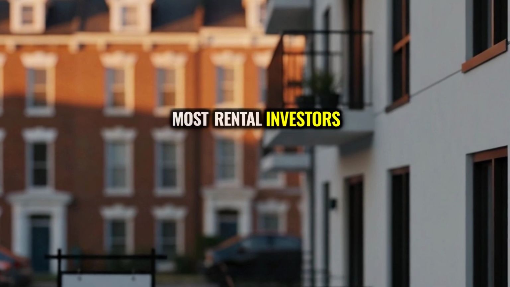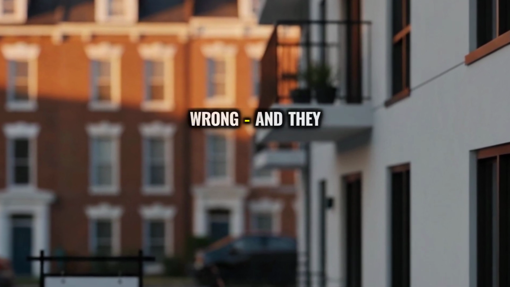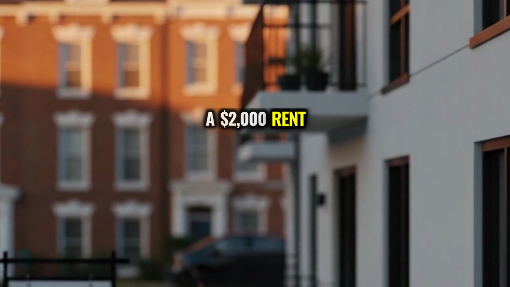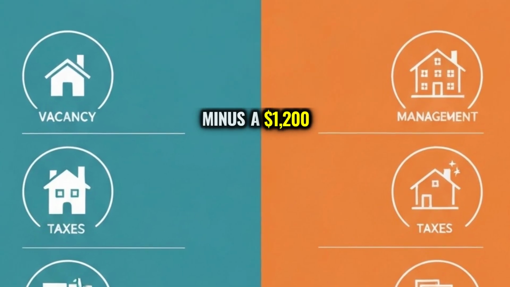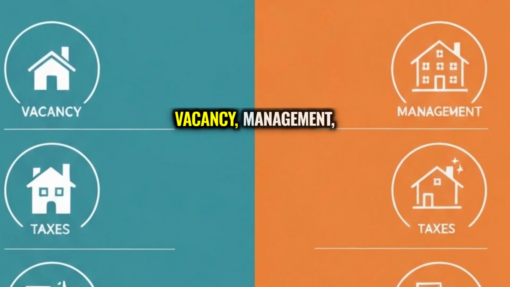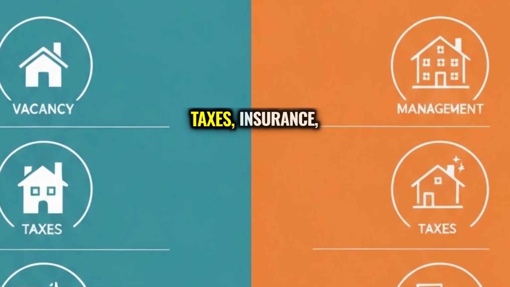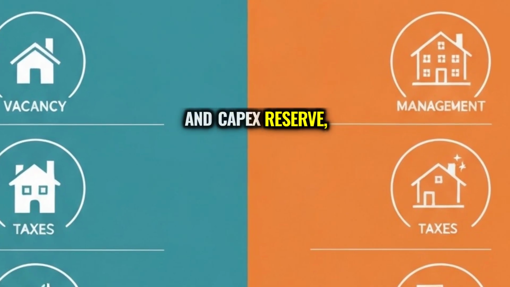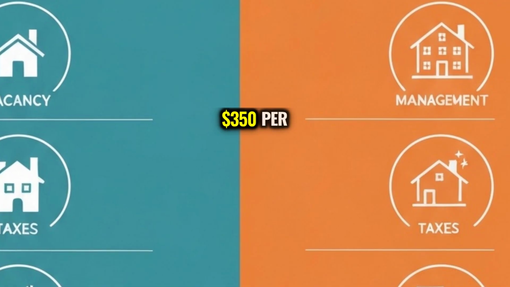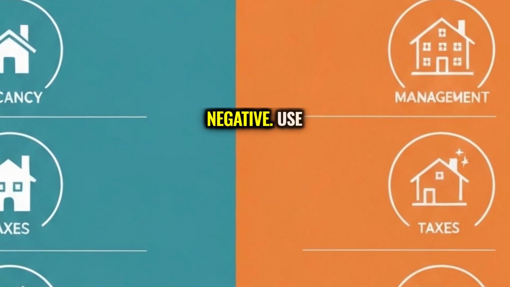Most rental investors are calculating cash flow wrong, and they find out the hard way. A $2,000 rent minus a $1,200 mortgage does not equal $800 cash flow. After vacancy, management, taxes, insurance, and CapEx reserve, a mid-market deal nets about $100 to $350 per month, sometimes negative.